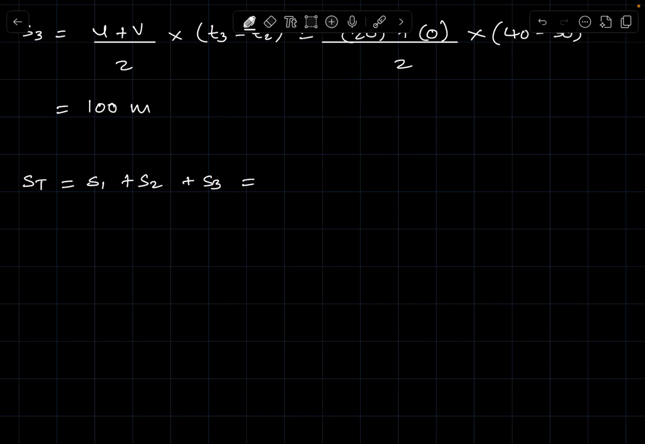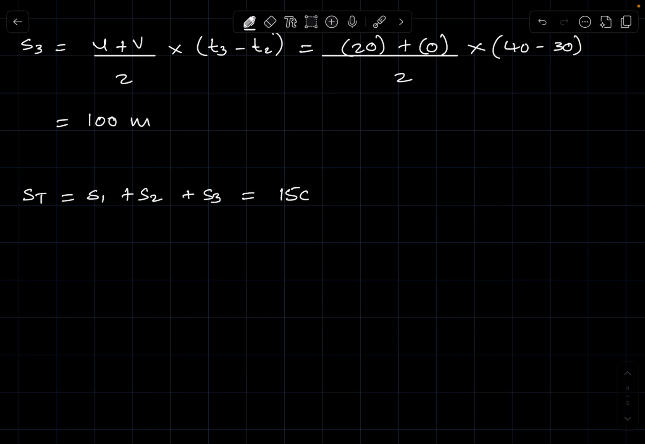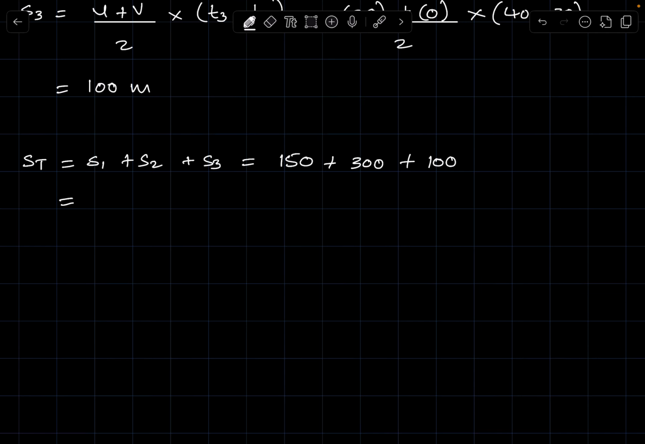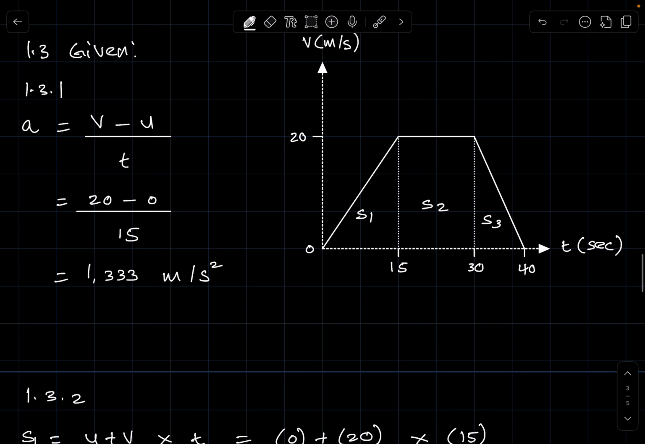S1 was 150, so that's 150 plus S2, which is 300, plus S3, which is 100. Here you should get 550 meters. That is one of the ways in which you can calculate the total distance traveled by this car.